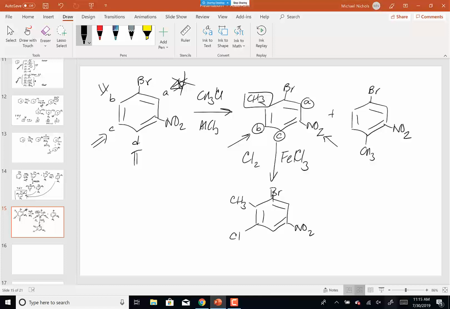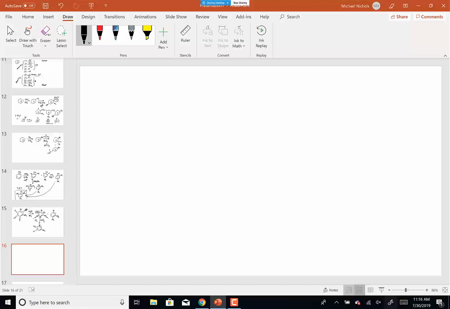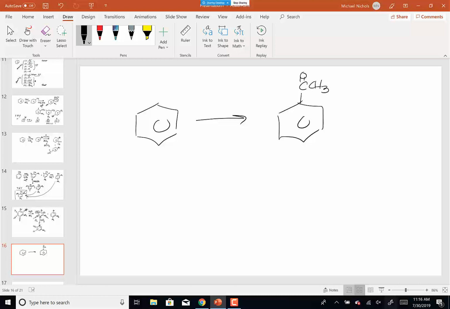Now, tomorrow we're going to still come back and do some of this, but we're going to do it from the standpoint of, I'm going to give you a benzene ring, and I'm going to say, I would like you to make something like that, with an NH2.